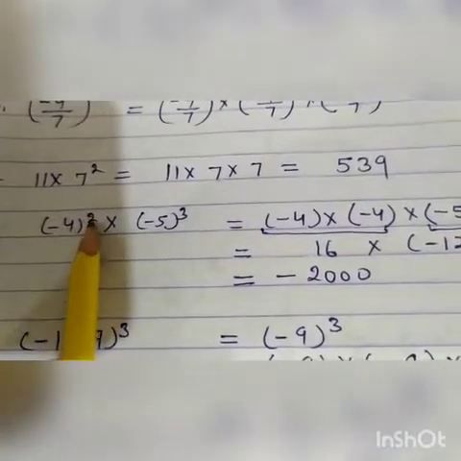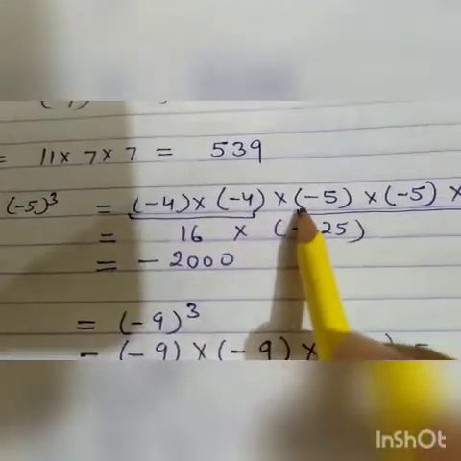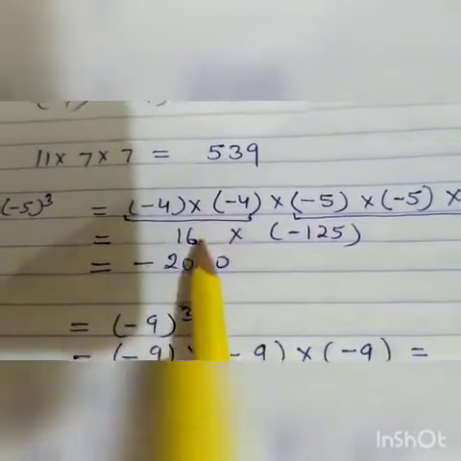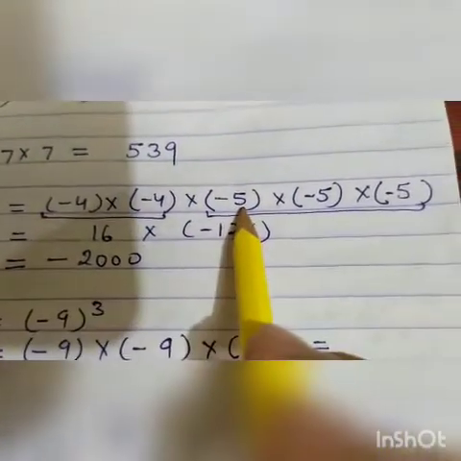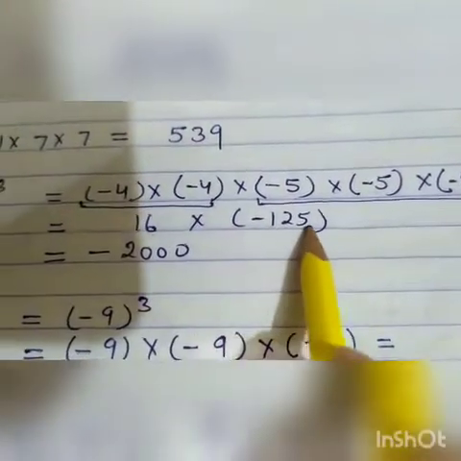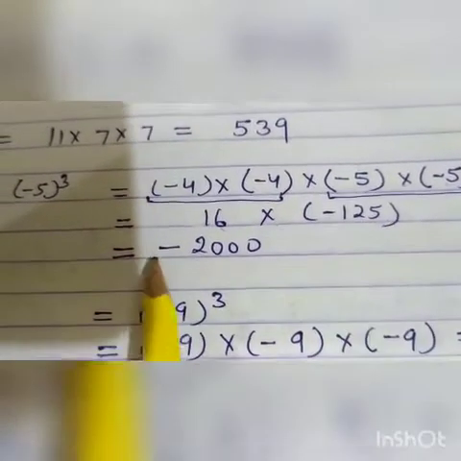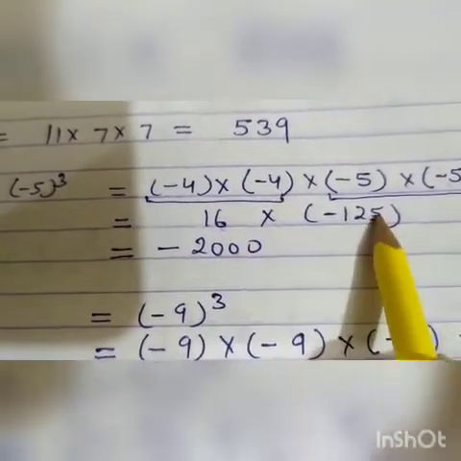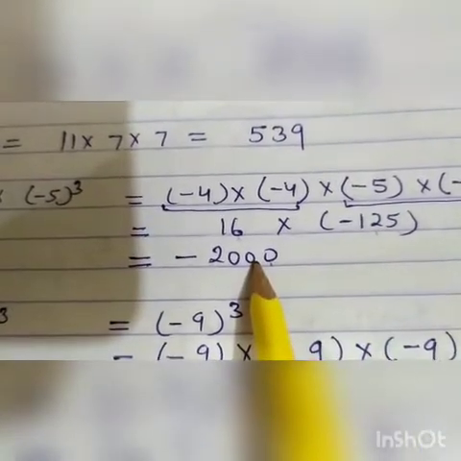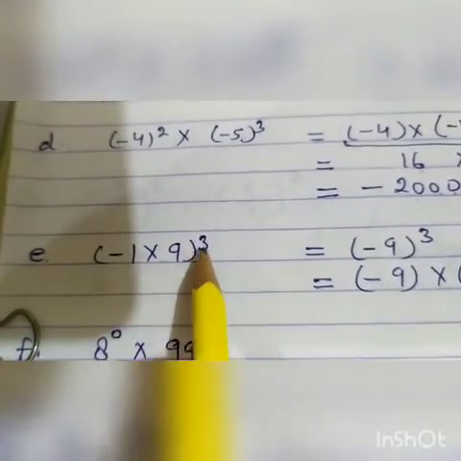So first we will write minus 4 two times and minus 5 three times. Minus 4 multiply minus 4 multiply minus 5 multiply minus 5 multiply minus 5. Minus 4 multiply minus 4, 16 multiply minus 5 plus 25 multiply by minus 5, minus 125. When we multiply 16 by minus 125, we will get minus 2000. 16 5s are 80, carry 8, 16 2s are 32 and 8, 40, 0 carry 4, 16 1s are 16 plus 4, 20. Next, minus 1 multiply 9 whole cube.